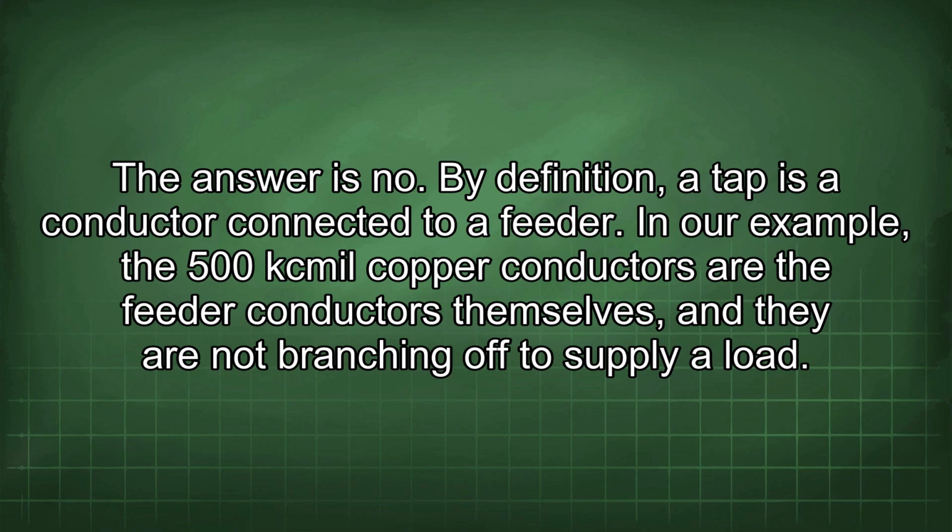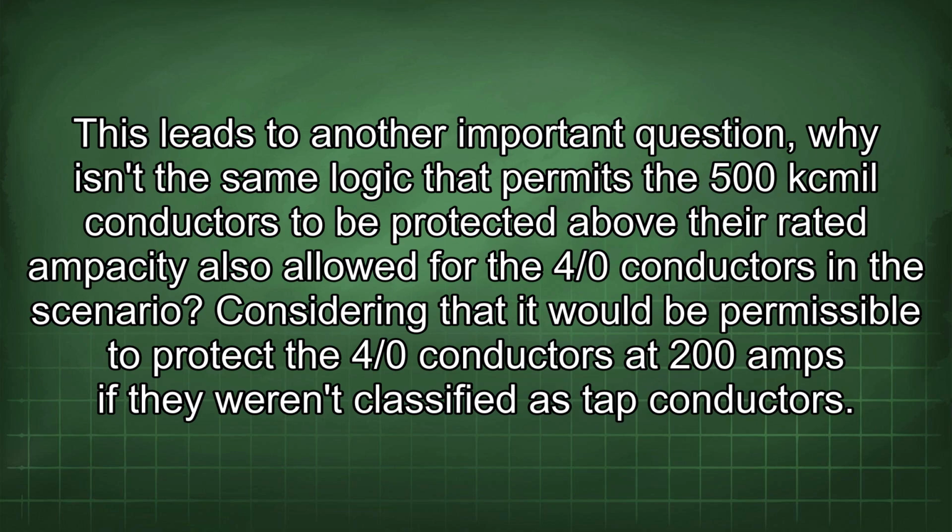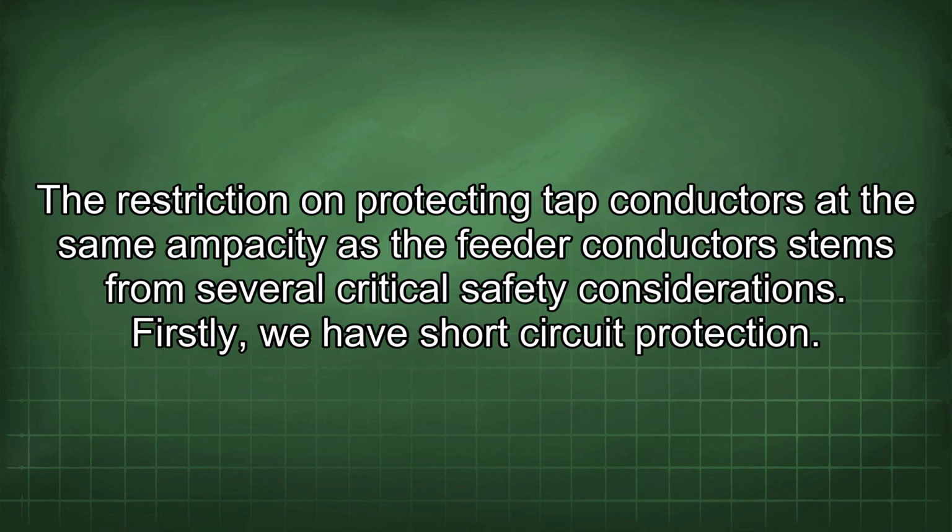This leads to another important question: why isn't the same logic that permits the 500 kcmil conductors to be protected above the rated ampacity also allowed for the 4/0 conductors in the scenario, considering that it would be permissible to protect the 4/0 conductors at 200 amps if they weren't classified as tap conductors? The restriction on protecting tap conductors at the same ampacity as the feeder conductors stems from several critical safety considerations. Firstly, we have short-circuit protection.